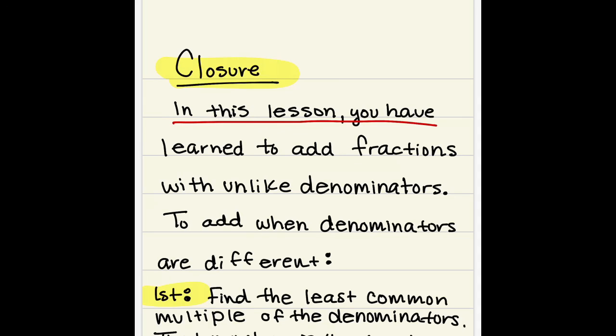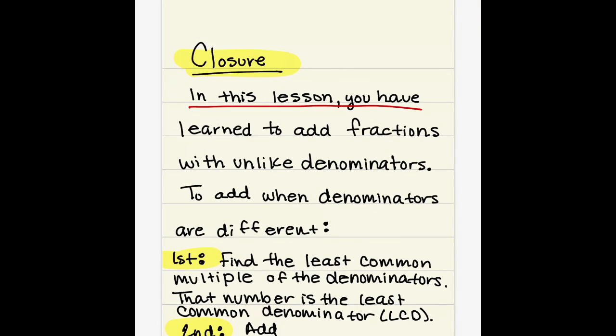It is now the end of this lesson. In this lesson, you have learned to add fractions with unlike denominators. To add fractions with denominators that are different, you first need to find the least common multiple of the denominators. That number is the least common denominator, also known as the LCD. The second thing you need to do is add, and then if needed or if you can, you need to simplify.